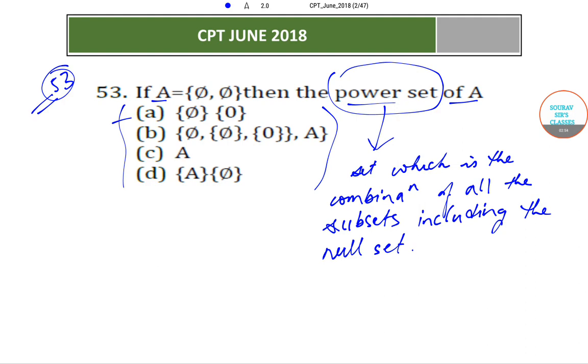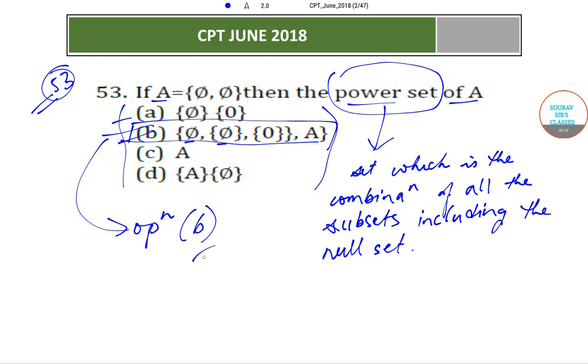So the power set of A in this case will be, basically the elements of A are phi and phi. So the power set of A will be phi, then the set only containing the element phi, basically the null set, the set containing the element phi, and then we also have the set A. So option B over here is the correct option. Option B.